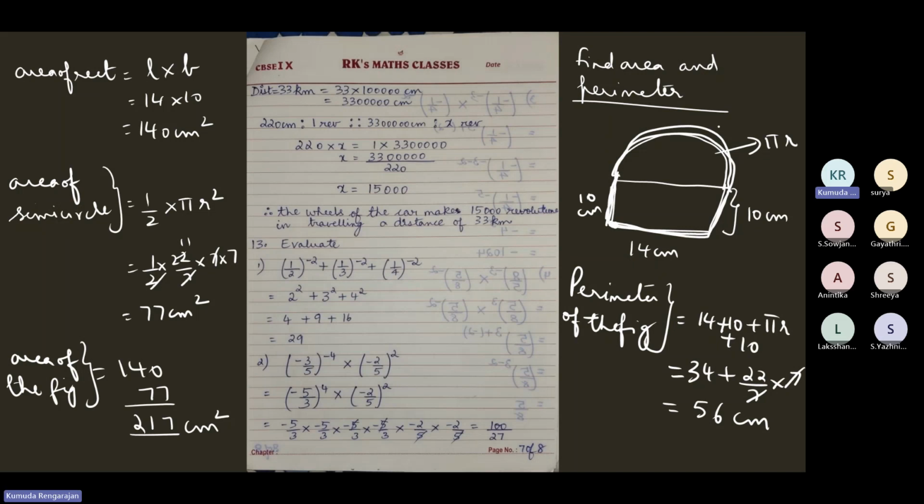You should not add the length of this line segment. This one is not considered because this is not in the boundary. This is running across the figure. It's inside the figure. This one will not be counted to find perimeter. Perimeter is only the length of the boundary.